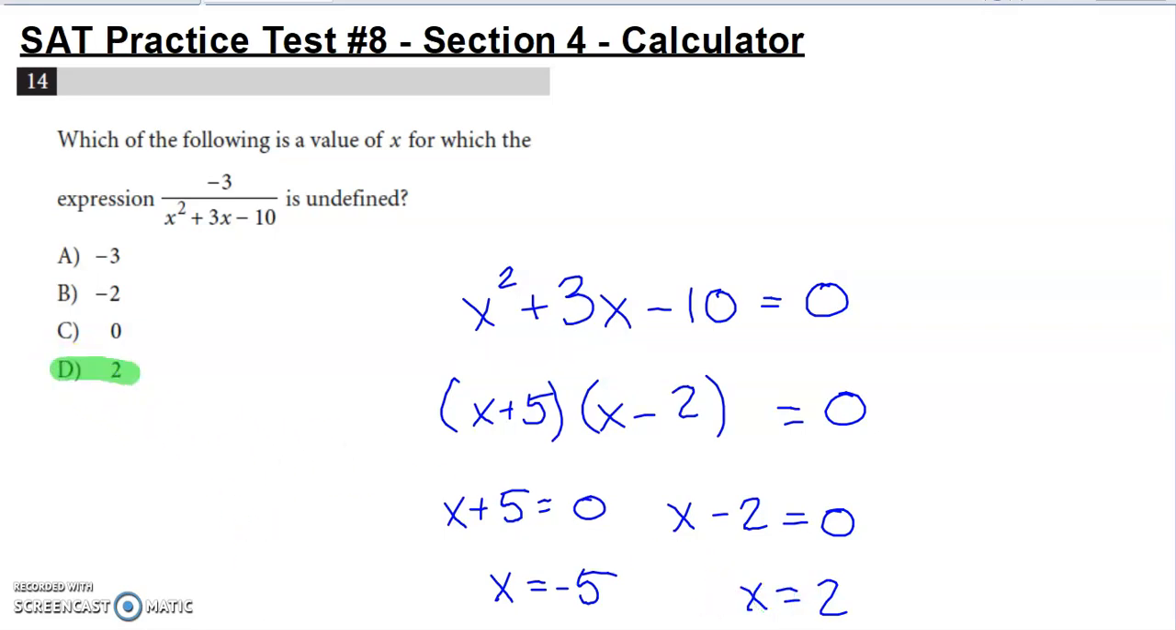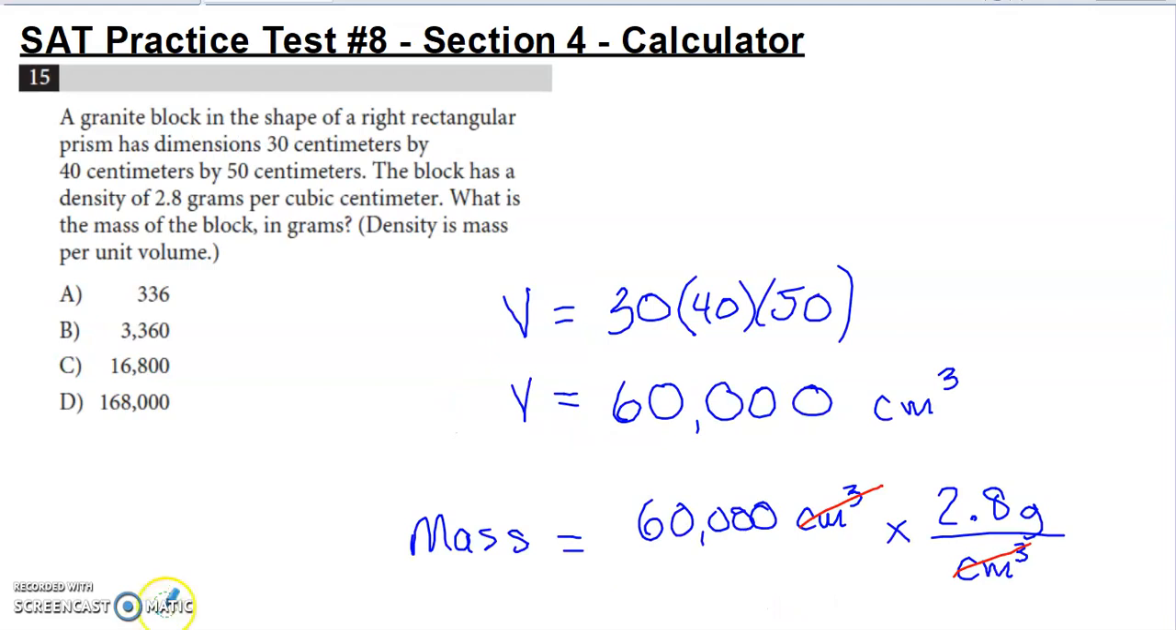Problem 15 tells us we've got a granite block in the shape of a right rectangular prism. So it's a box, right? A rectangular prism is simply a box. It has dimensions 30 centimeters by 40 centimeters by 50 centimeters. It tells us that the block has a density of 2.8 grams per cubic centimeter. What is the mass of the block measured in grams?